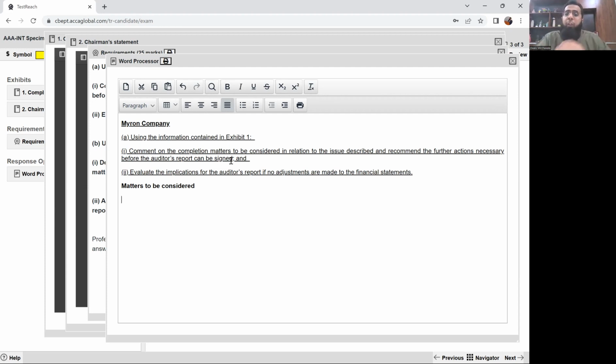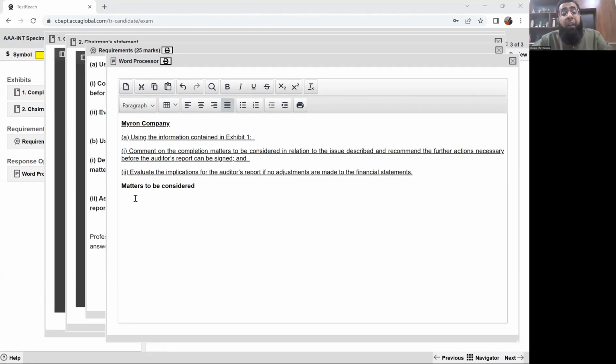Okay, so 1 mark for each comment. First of all, we will refer the matters to be considered. Then we will move towards the further actions which have to be taken. And then we will look at the implications for the auditor's report. So it's a 10 marks requirement, which means that we have to draft 10 points. Okay, matters to be considered.